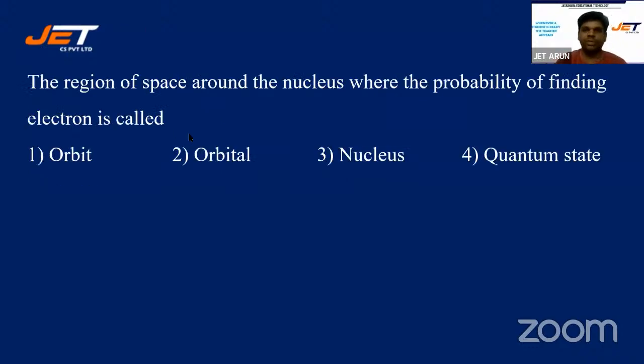The region of space around the nucleus where the probability of finding an electron is called: orbit, orbital, nucleus, quantum state.